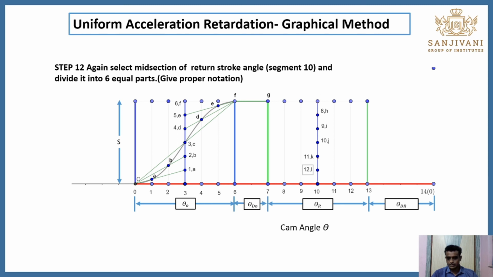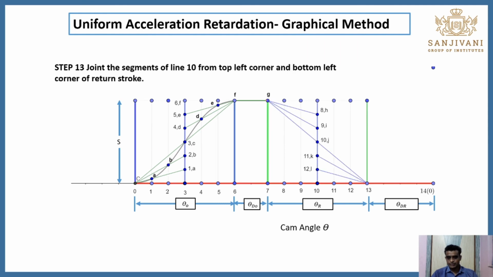Again you have to consider the middle line, divide it into 6 equal parts, and give the notations 8H, 9I, 10J, 11K, and 12L. Now from G, first of all draw the diagonal line, and from this portion draw one line to connect 8. This 8 and this 8 intersect at a common point. Next, this 9 and this 9 intersect at a common point.